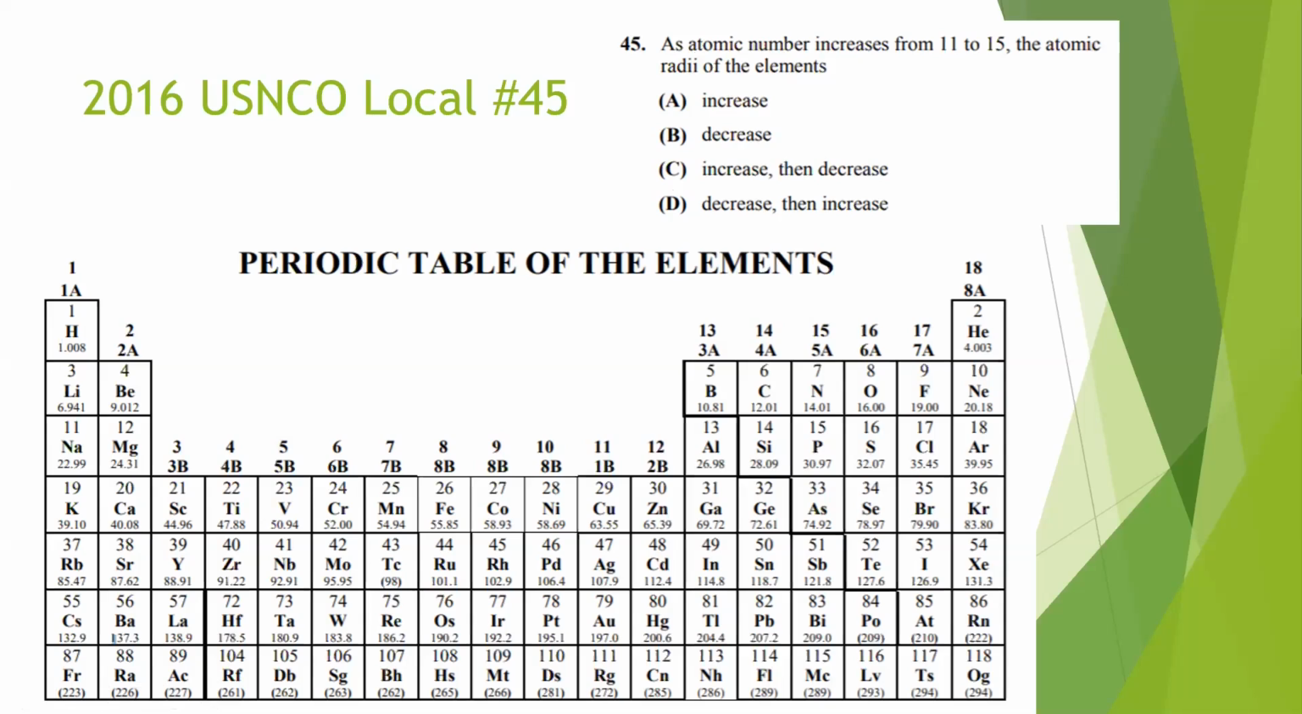At least just try. So the first thing you have to know to solve this problem is what is the atomic number? So remember, the atomic number is the number of protons, and it's in the top of the periodic table. So the atomic number 11 is right here, 12, 13, 14, 15. So those are the elements, as you can see. And as we just learned, as we go across the period, the atomic radii decreases due to more protons, but the electrons stay in the same shell. So the correct answer is B.